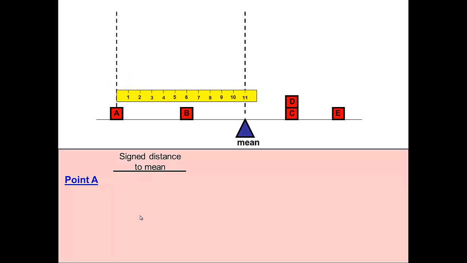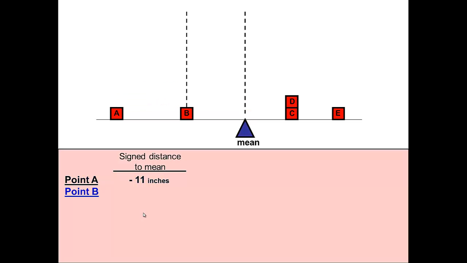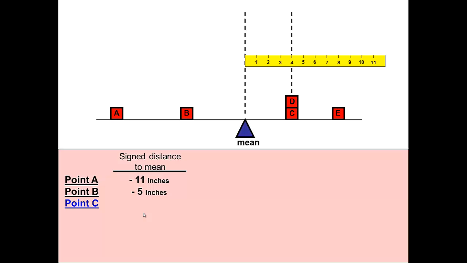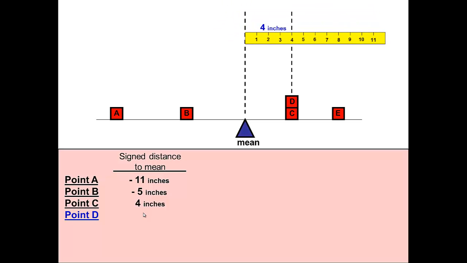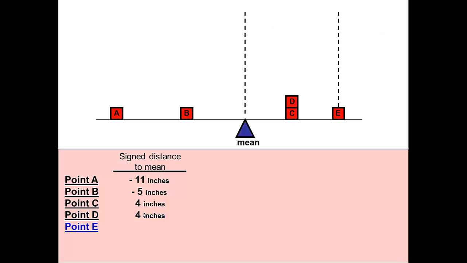And we have 11. And because it's on the left-hand side, that will be a negative 11 inches. Point B, and measure the distance on the left-hand side, makes it a negative 5 inches. Point C, measure the distance. It's on the right-hand side, so that will be a positive 4 inches. Point D should also give us a positive 4 inches. And lastly, point E, which will give us 8 inches.